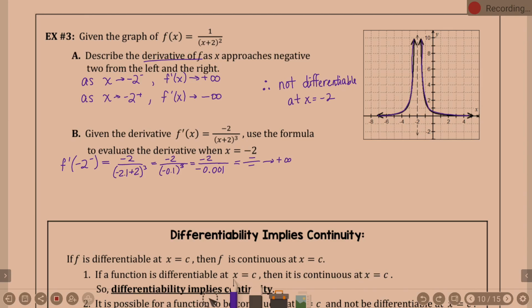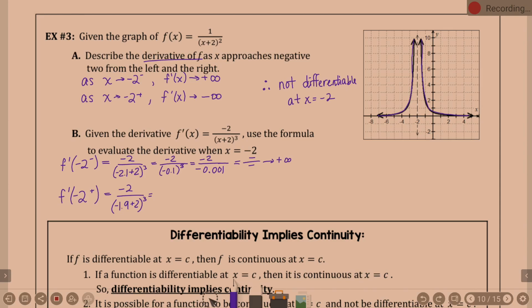And again, that whole infinity thing is because it's a larger number divided by a number that's getting smaller and smaller and smaller. It's always going to be infinity. Now, let's repeat the process from the other side. The derivative evaluated as we approach -2 from the right. So as we approach -2 from the right, what can we plug in this time? -1.9. And not that you can't go closer, but one decimal does the job.